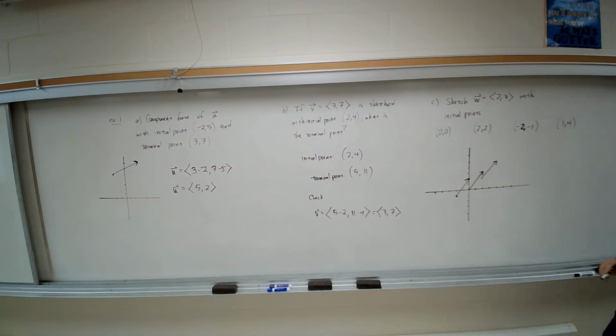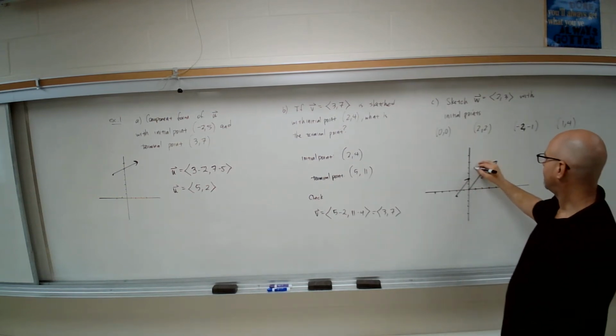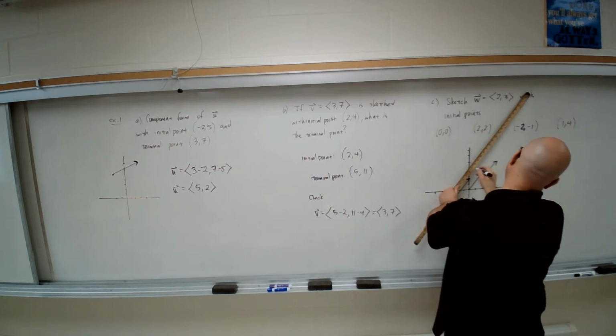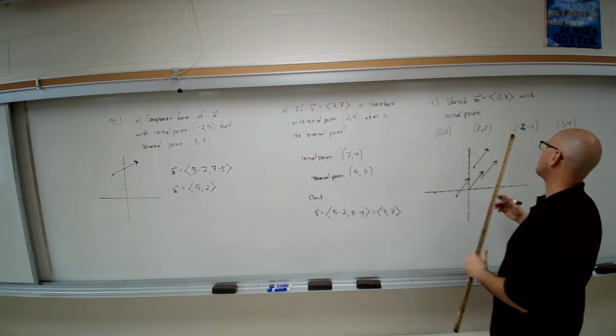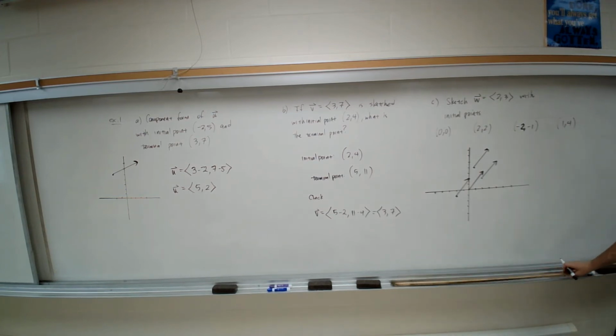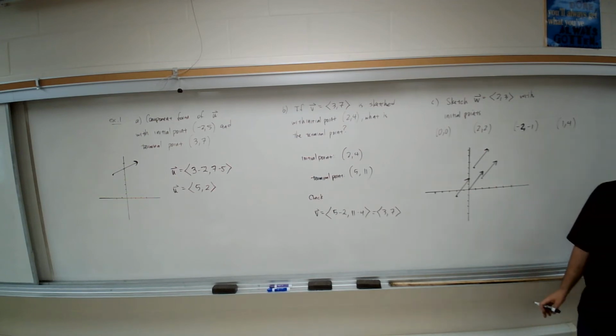If we start at (1, 4), we're still going to go over 2 and up 3. That's going to look like that. So they should all be facing the same direction. They should all be parallel and all have roughly the same length. Any questions with that?